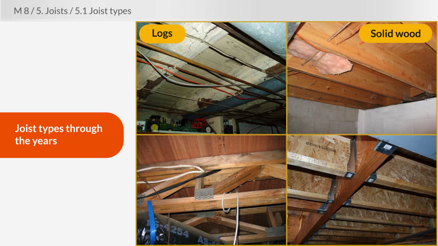The two photos at the bottom are both engineered materials: open web joists, which really look like trusses. They essentially are trusses. And I-joists. I-joists are growing in use every year. I-joists are the fastest growing type of joist in the United States right now.